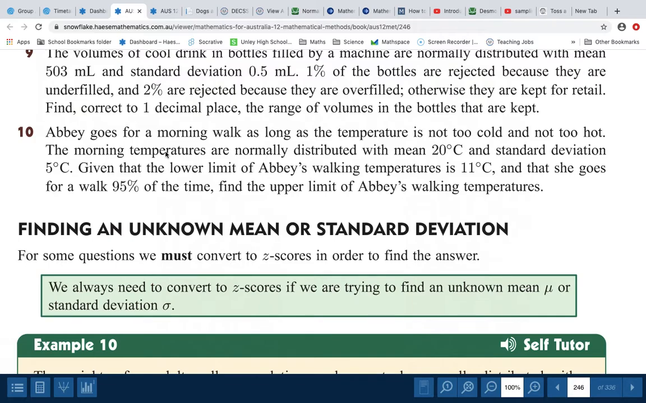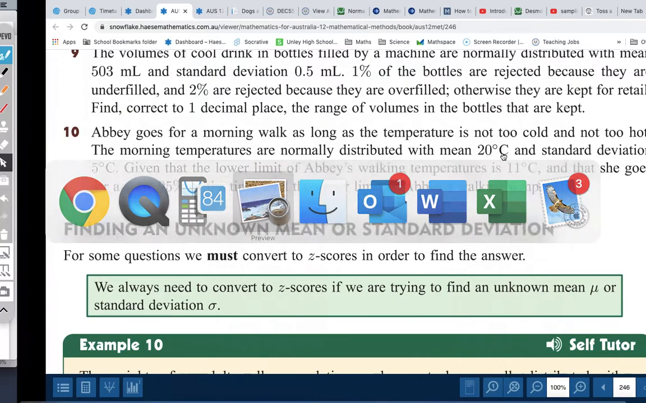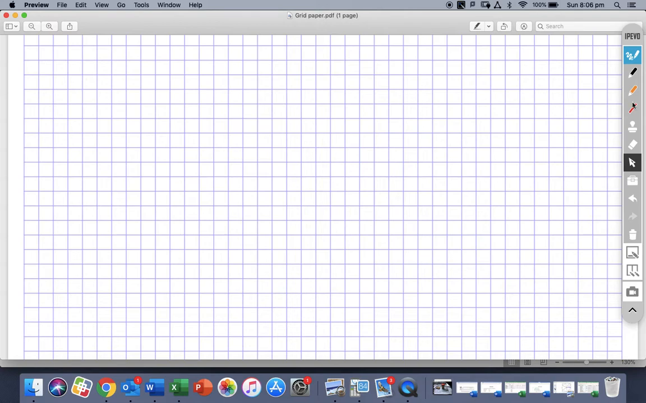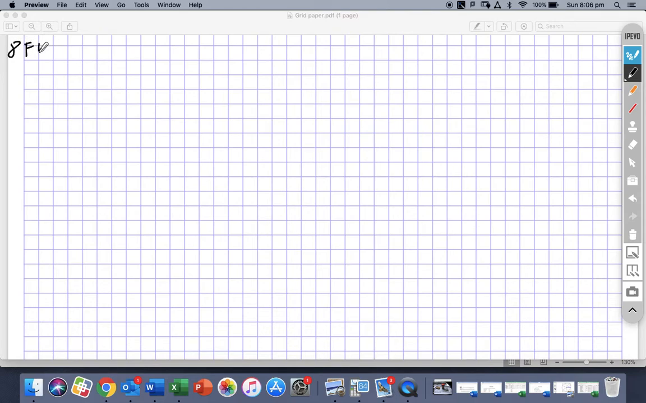Okay, the morning temperatures are normally distributed. The mean is 20, standard deviation is 5. I'm going to write that down because that sounds important, doesn't it? We're going to need that surely. So this is 8F1, and I'm doing question 10.